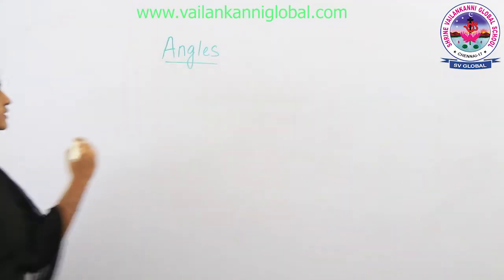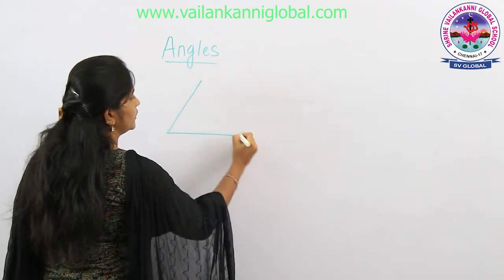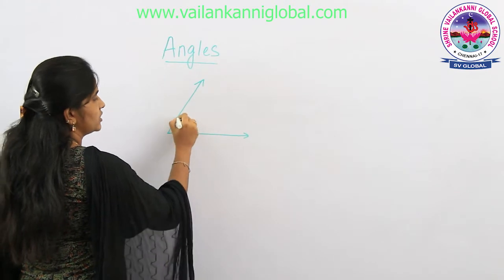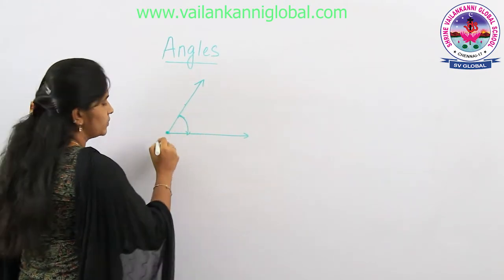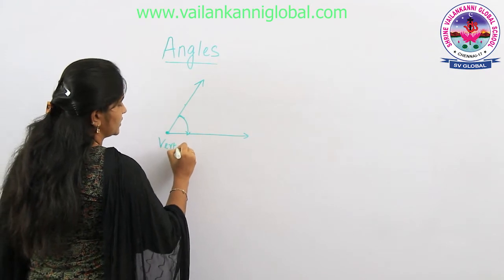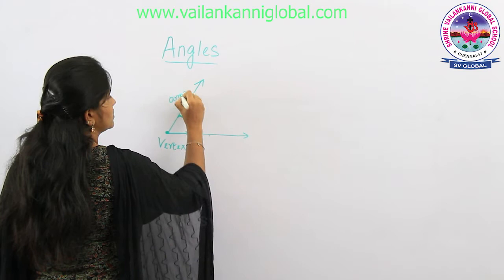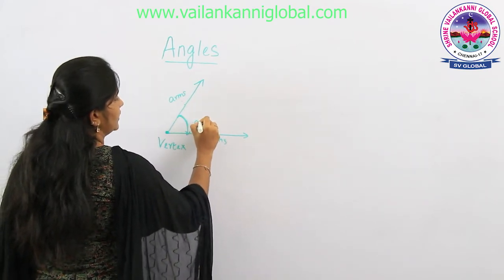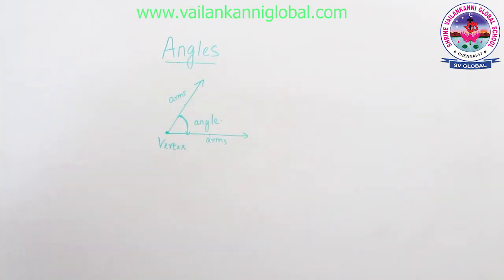So let's see the diagrammatic representation of the angles. I told you angle is the space between the two lines. So this is the angle, the space between the two lines that meet at a point which is called the vertex. This is the vertex and these two are called the arms. Okay, so this is the angle. Let's see the types of angles in detail.